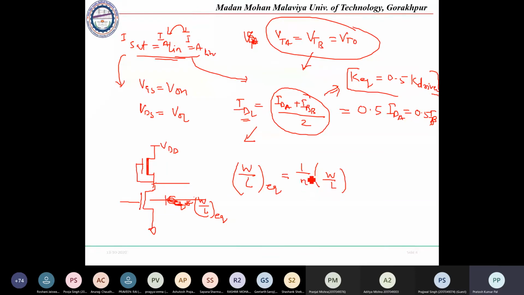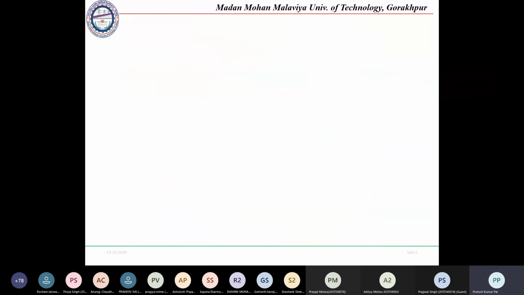If two transistors are there, in that case the equivalent W by L will be equal to 1 upon 2 W by L of the first one, either of the transistors. So this satisfies the condition. Similarly, if a large number of transistors are connected in cascode form, it will be 1 by N W by L. We will see this in the form of some complex circuits also. So this is how the NAND gate analysis is done.